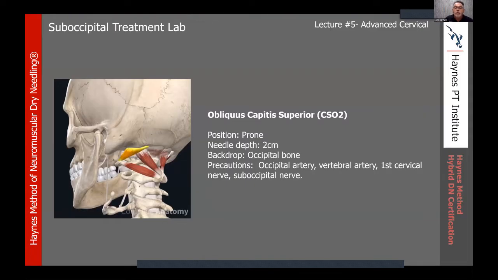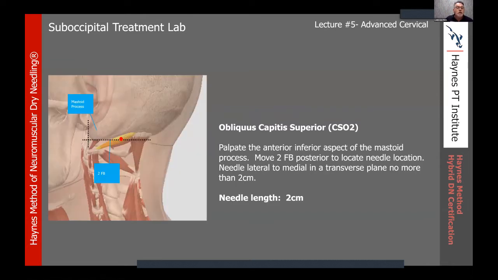Okay, so for obliquus capitis superior, we're going to palpate the anterior inferior aspect of the mastoid process. So we're just going to drop below the ear and palpate for that location, and then we're going to move 2 finger breadths posterior to locate our needle location. And here we're going to needle lateral to medial in a transverse plane, no more than 2 centimeters.